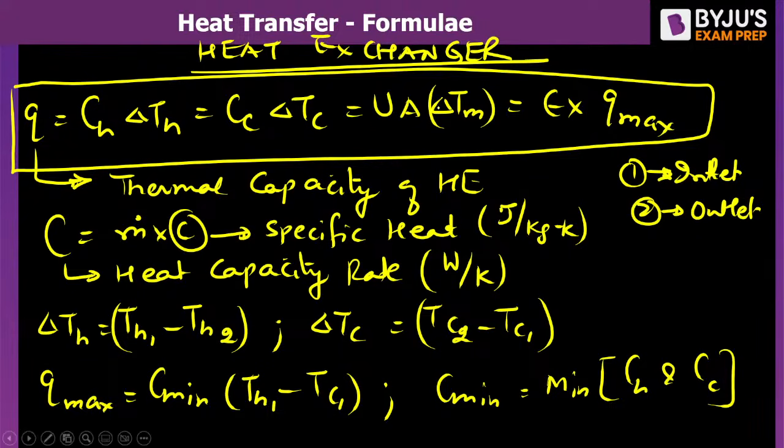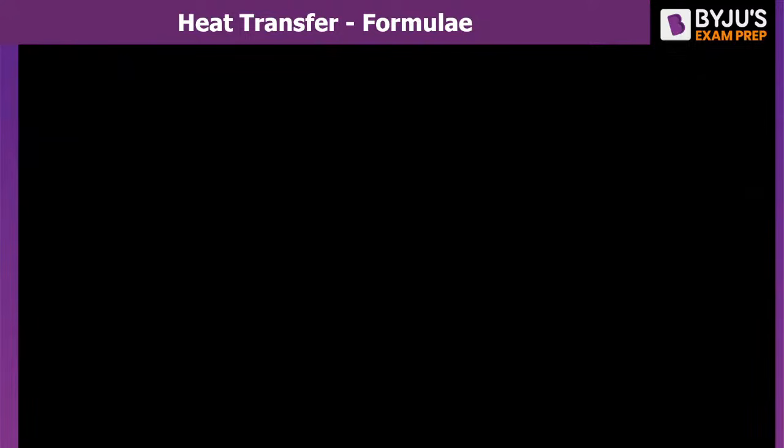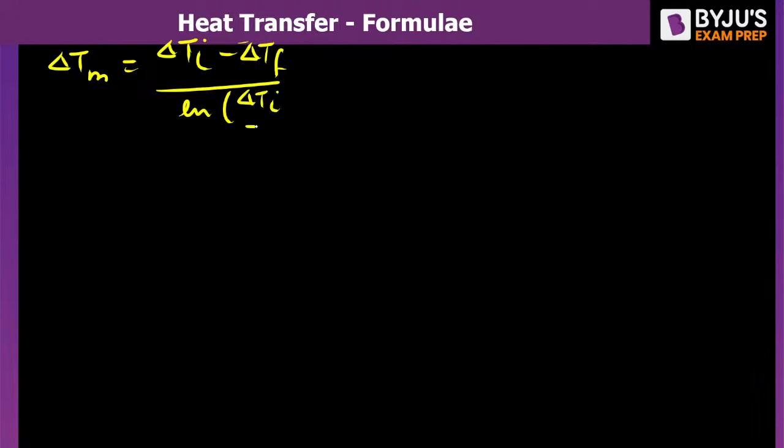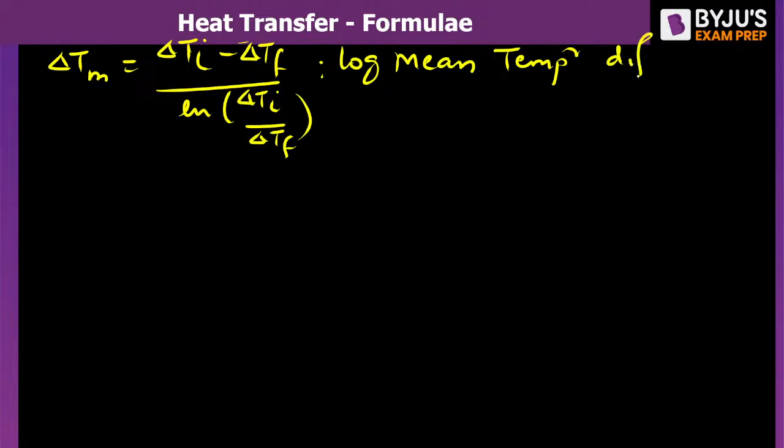And what is delta Tm in this expression? Epsilon is effectiveness. What is delta Tm? Delta Tm is delta Ti minus delta Tf upon natural log of delta Ti by delta Tf. That is called as logarithmic mean temperature difference, or we can call it as LMTD.